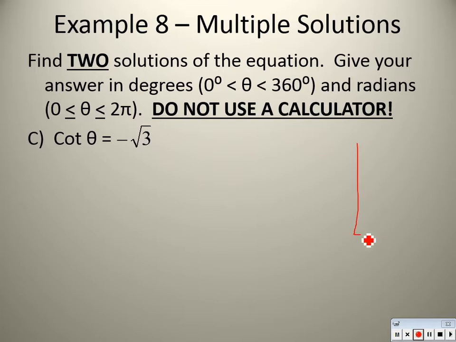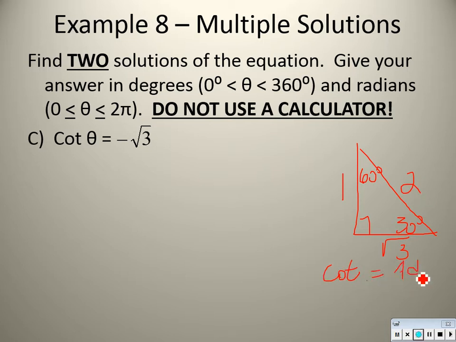So if you recall the 30, 60, 90, that's the only one of those two triangles that has square root of 3 in it. So here I got my 30, 60, and a 90. Remember the ratio of the sides here are 1, root 3, 2. Tangent I can find by doing opposite over adjacent. Cotangent I can find by doing adjacent over opposite.